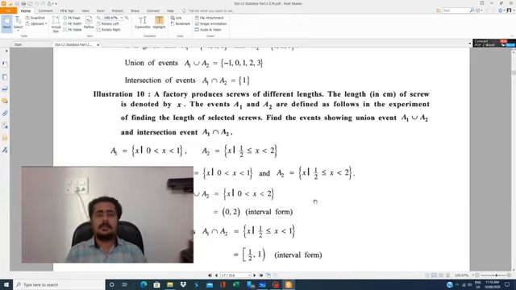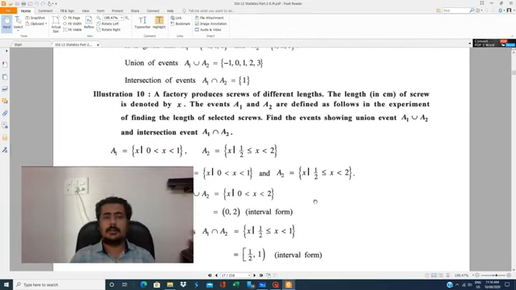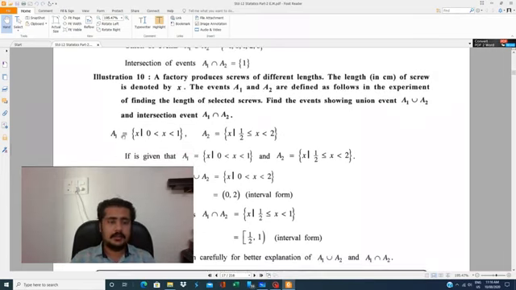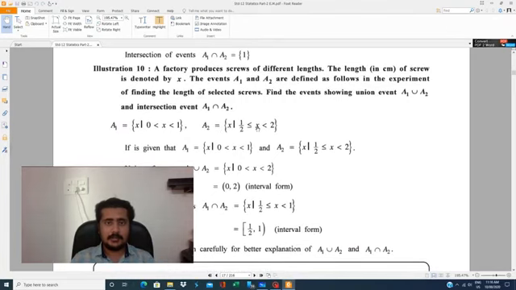A factory produces screws of different lengths. The length in centimeters of the screw is denoted by x. The events A1 and A2 are defined as follows. The experiment is finding the length of selected screws. Find the event showing union and intersection. So this is your question, A1 and A2. As I told you, here they have not done it boldly, but this is the question. So what is A1?